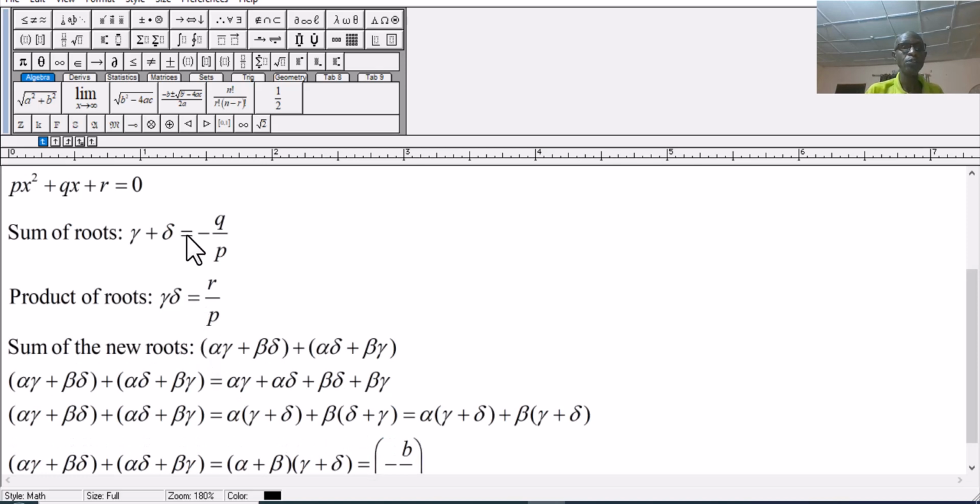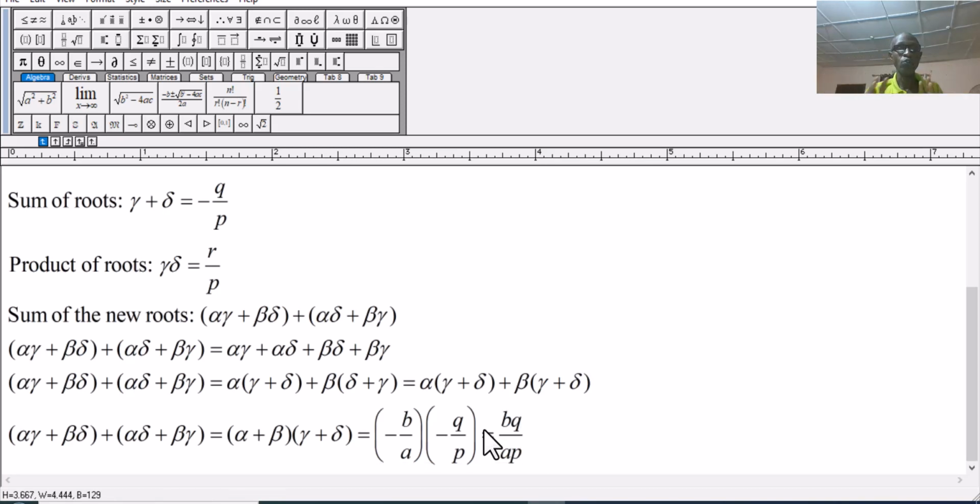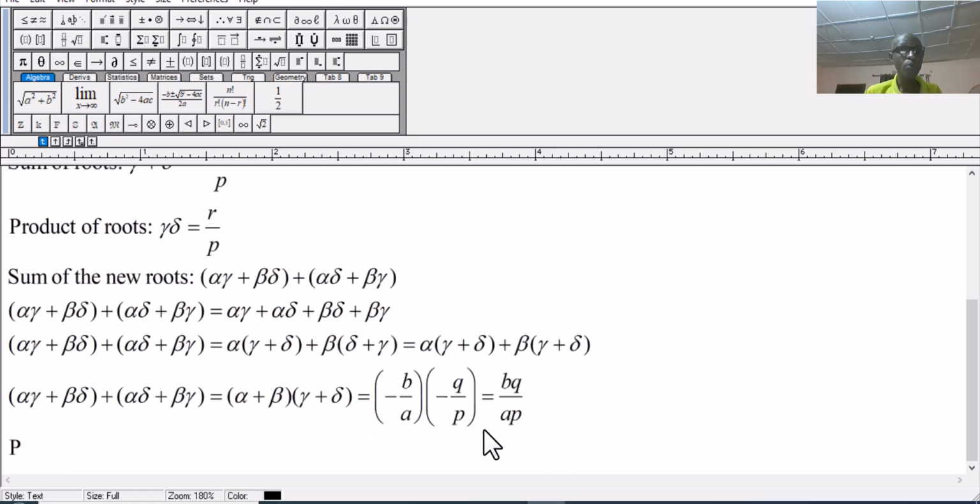So I'll copy that. Then this is for this. We have this also. So it's easier for us now. The product of the two will give us bq all over ap. So we have gotten the sum of the roots. So we need to move to the product of the new roots we are looking for.